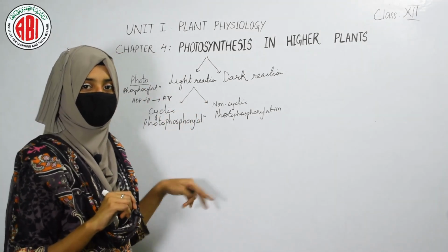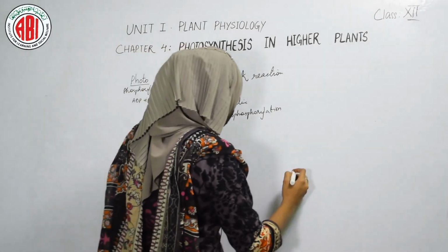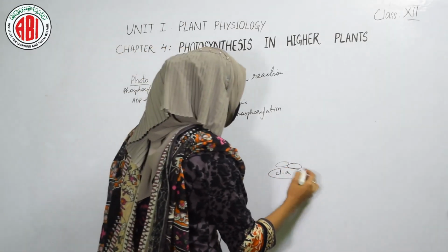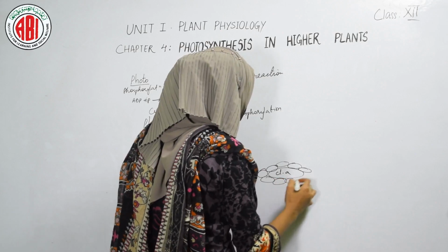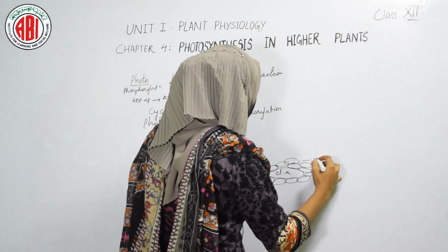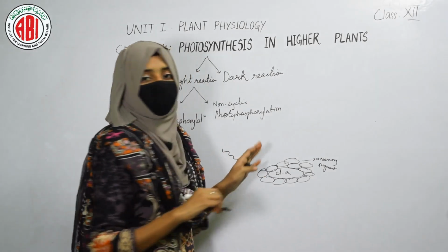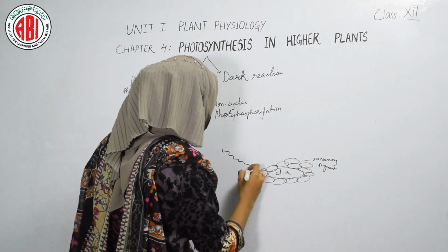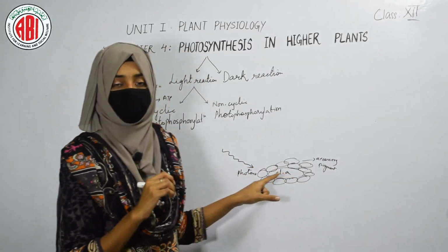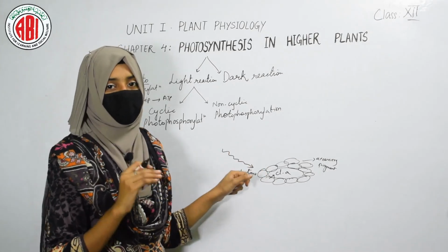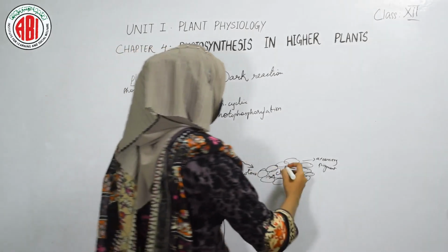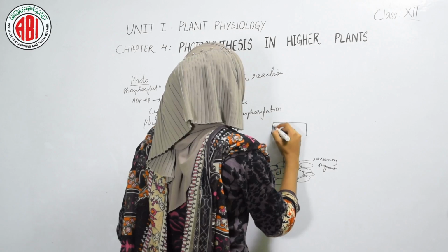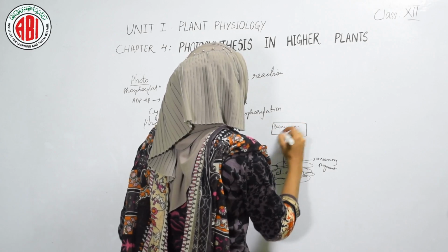Let us discuss each process in detail. In non-cyclic photophosphorylation, we all know that chlorophyll A will be the reaction center, and around the chlorophyll A pigment some other pigments are also present, and these pigments are called accessory pigments. When sunlight falls on these accessory pigments, they absorb the photons, and the photons are passed to the main reaction center, that is the chlorophyll A pigment. After receiving a sufficient amount of photons, chlorophyll A releases a pair of electrons, and this pair of electrons is accepted by the primary electron acceptor.